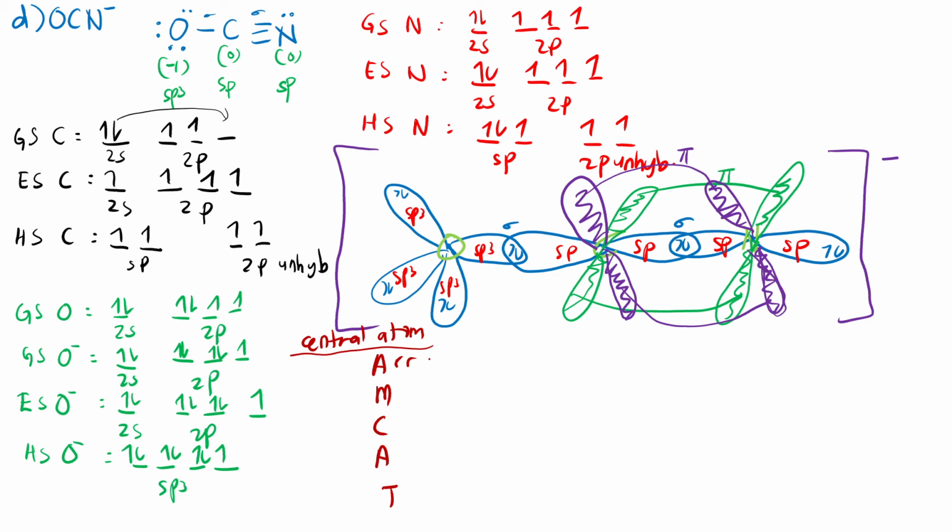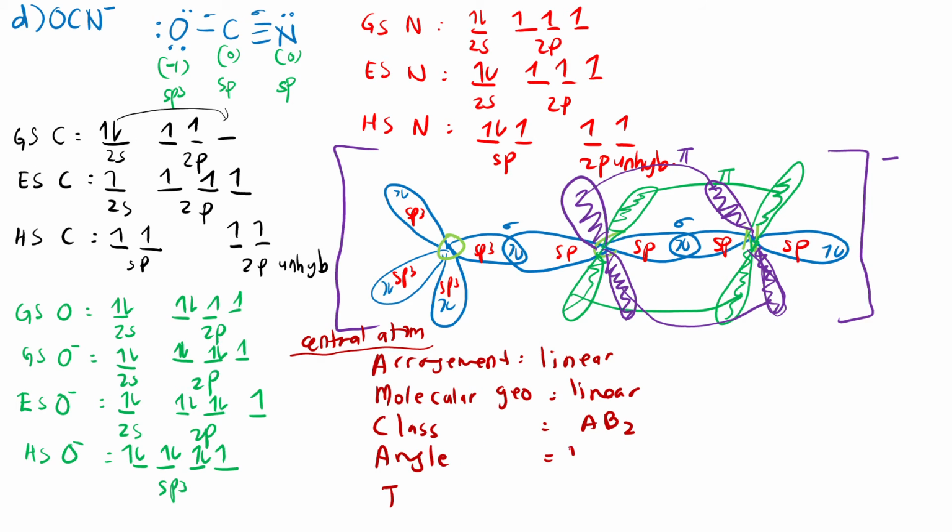So arrangement linear, molecular geometry linear, class is AB2, angle is 180 degree, type of hybridization is sp. Okay.